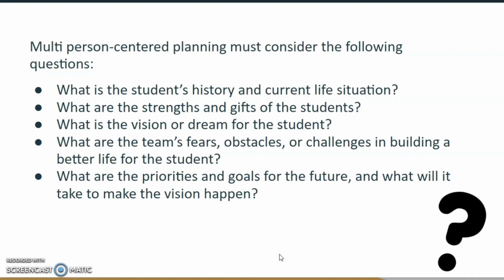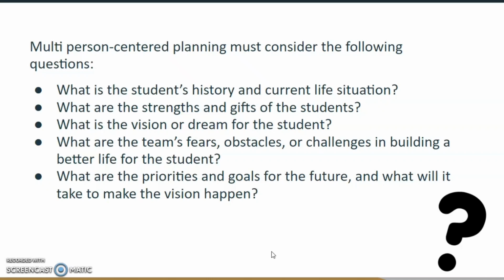Person-centered planning must consider the following questions. These questions help define the student's strengths, goals, medical needs, needs at home, and in the community. Some of the person-centered approaches include personal future planning, lifestyle planning, making action plans or maps, and planning alternative tomorrows with hope or path.